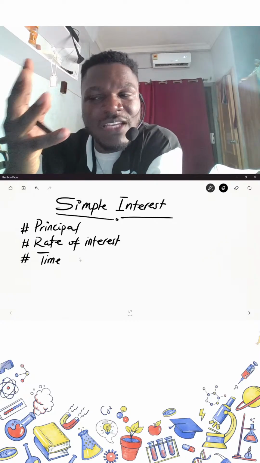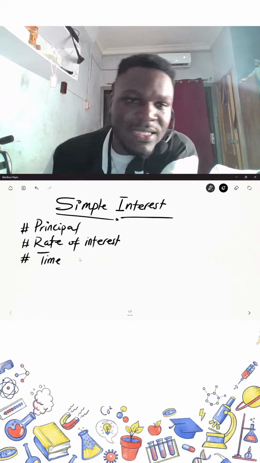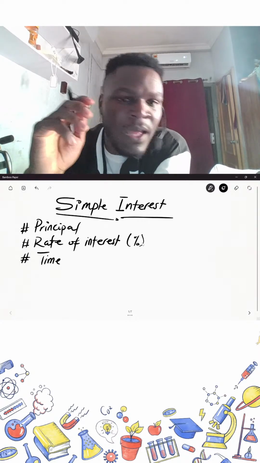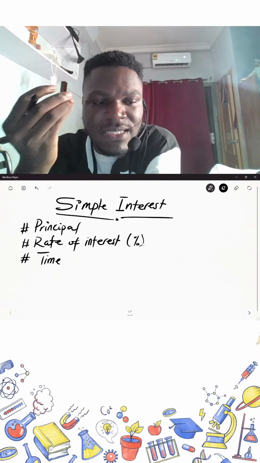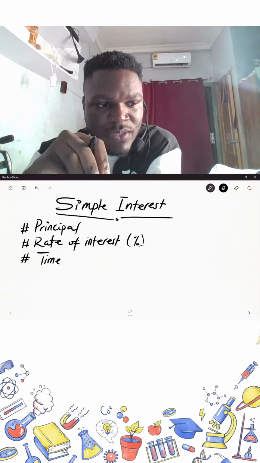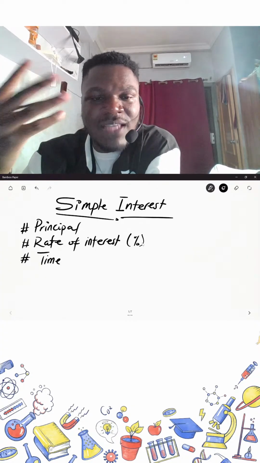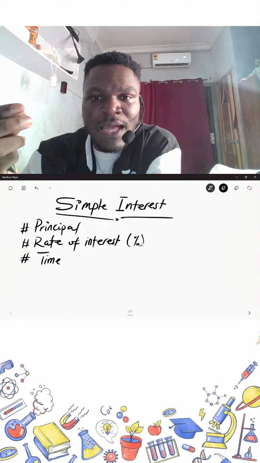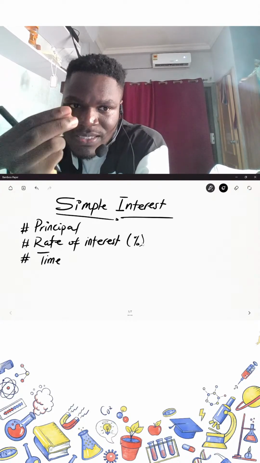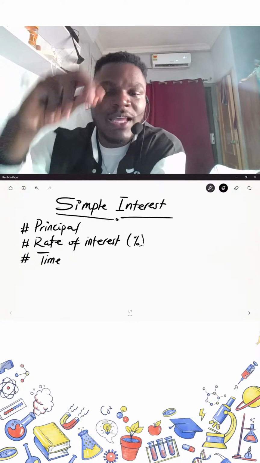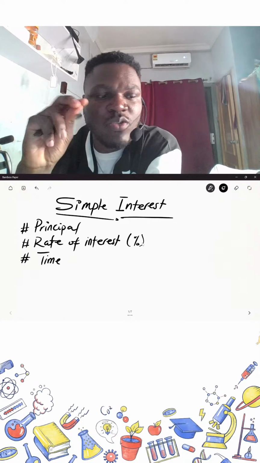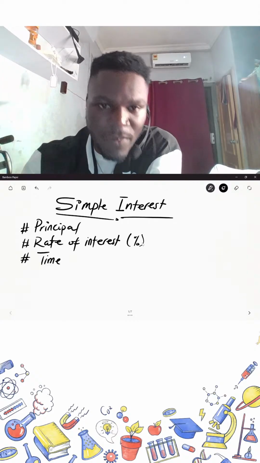Now, the rate of interest is a percentage. Normally, it's always given in percentage. This is the percentage of interest that will come onto your principal. So, for instance, if it's 10%, it means that at the end of the duration or the time period given to you, they will calculate 10% of the principal that you've borrowed, and that will become the interest that you pay on the money that you've borrowed from the organization or from the person.